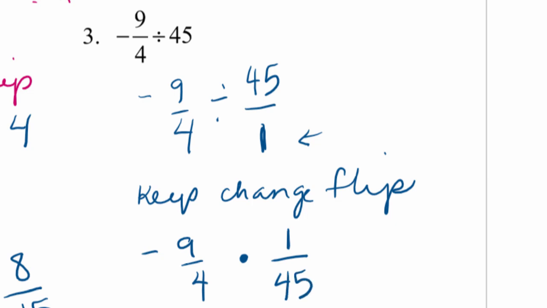Okay, so now common factors. Yes, that 9 and the 45 is right. So 9 goes into negative 9, negative 1. 9 goes into 45 5 times. And so we multiply straight across. So negative 1 times 1, which is negative 1, over 4 times 5, which is 20.